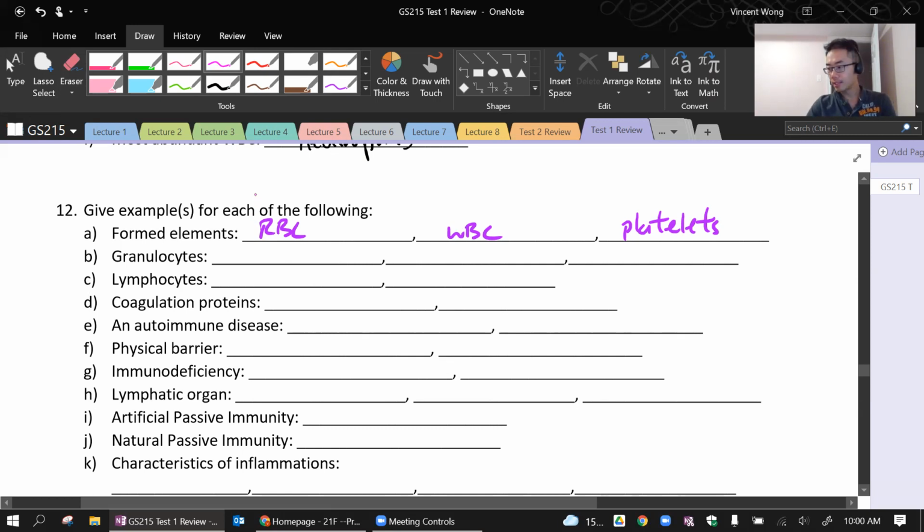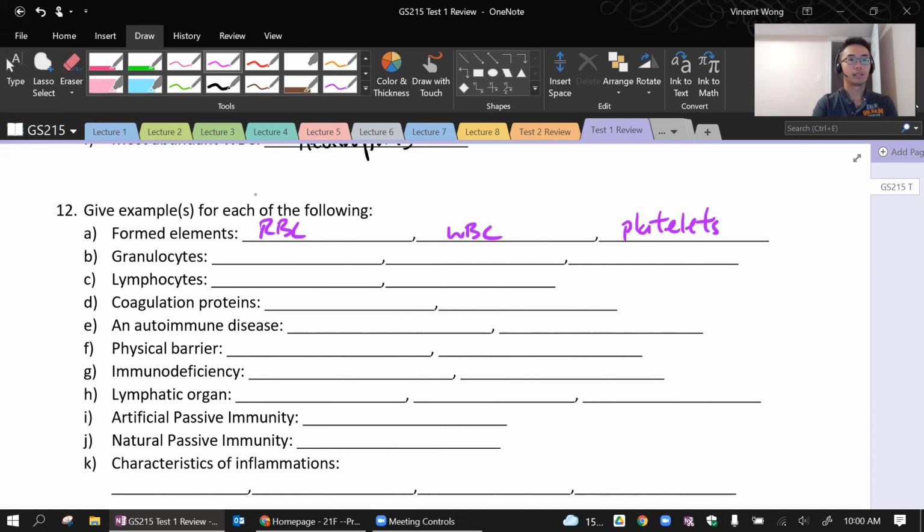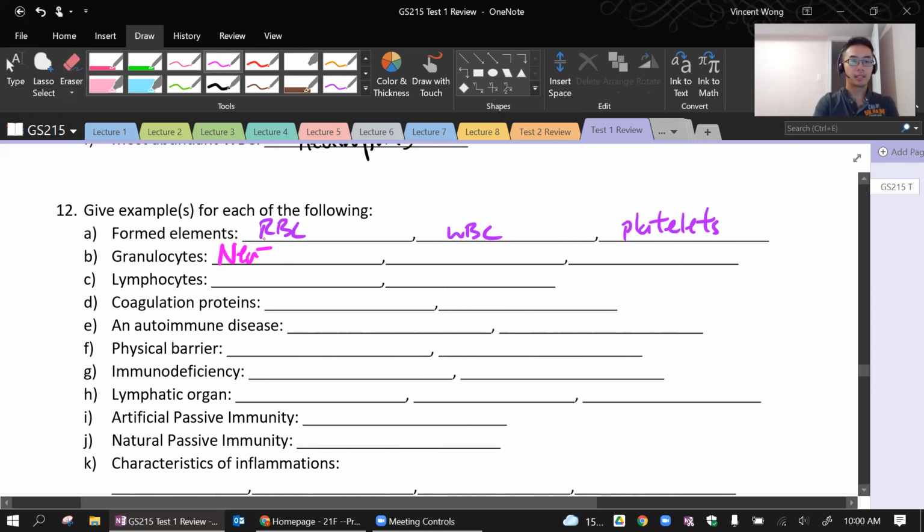Granulocytes. What is it? Neutrophil. Yep. Neutrophil. Basophil. Very good. One more. Anybody? Eosinophil. Yes. Okay. Lymphocytes. I'll do this one.